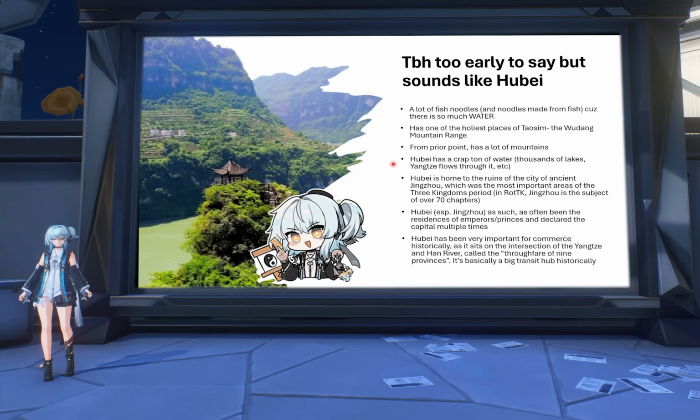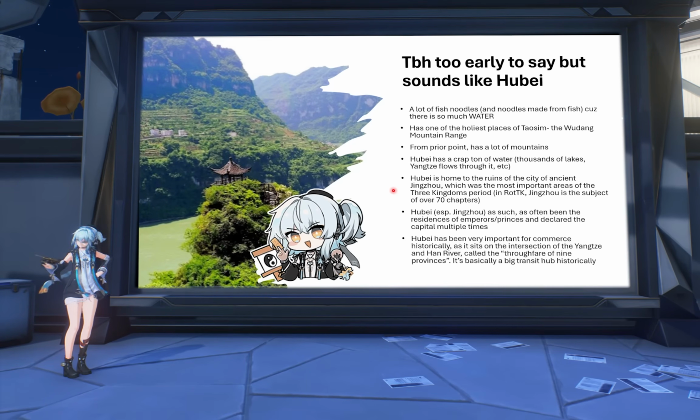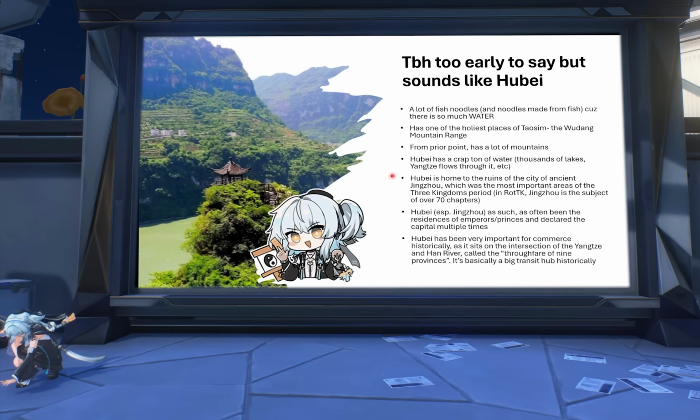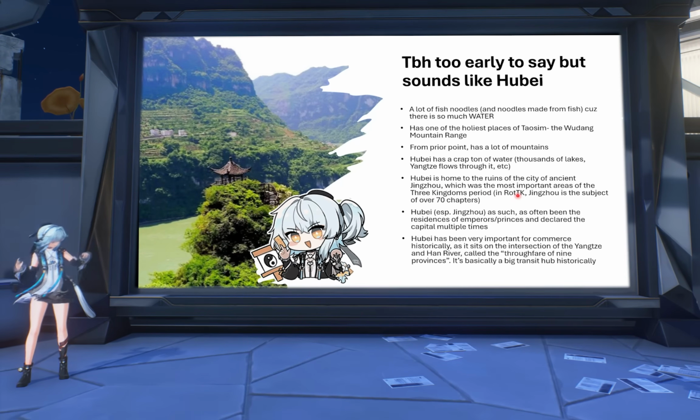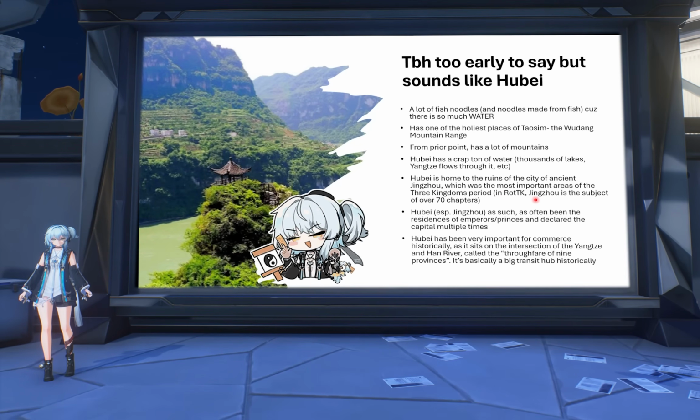The other thing that kind of links to the whole idea that the court of Cervantes built a city under Mengzhou was that I found it very interesting. Hubei has the ruins of the ancient city of Jingzhou. So Jingzhou is not Jinzhou from Wuthering Waves, but Jingzhou with a G. And even though Jingzhou is a currently existing city, we're talking about ancient Jingzhou, which is in ruins right now. And it was one of the most important areas of not just China, but also, you guys may know this, the Three Kingdoms period, right? Because, for example, in the Romance of the Three Kingdoms, Jingzhou is the subject of over 70 chapters of the book. That's how important it is in China.